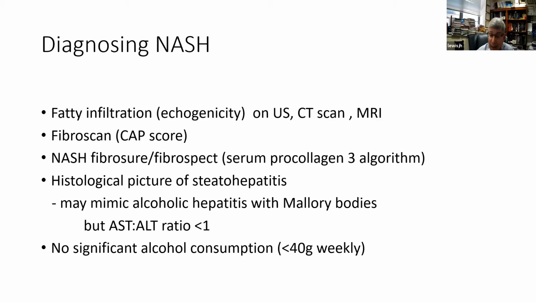And the ALT should be higher than the AST in NASH that is not cirrhosis. Very important. If they have NASH cirrhosis, you'll see an AST that becomes higher than the ALT, as it does with progression from any chronic liver disease to cirrhosis.